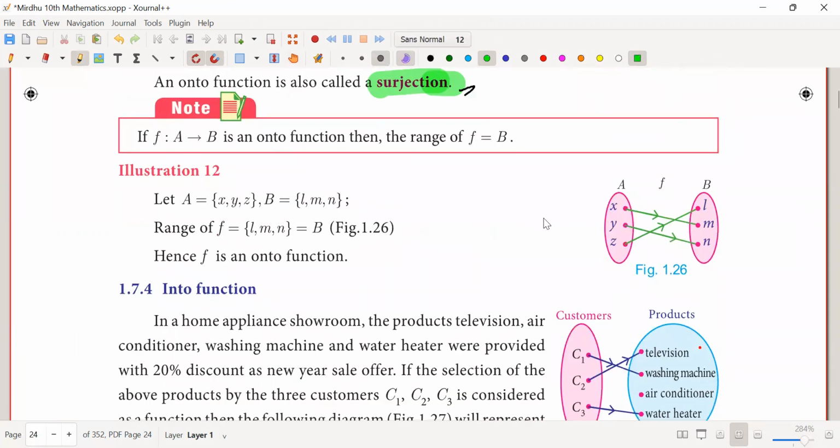Illustration: X, Y, Z and L, M, N. Here we can see that each has a unique image and also range is equal to codomain. So we can say this is a one-to-one onto function. Right? One-to-one onto function.